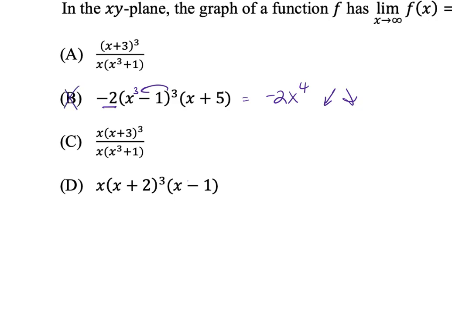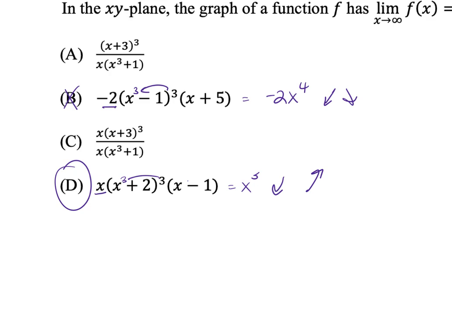Then I go to D, right? And this time it'd be a positive, it's an x to the first, an x to the third, and an x to the first. So this would be x to the fifth. What kind of end behavior does positive x to the fifth have? Falls left, rises right. This one matches what we found, okay? Let's say it was which of the following does not, and we would have to keep going.